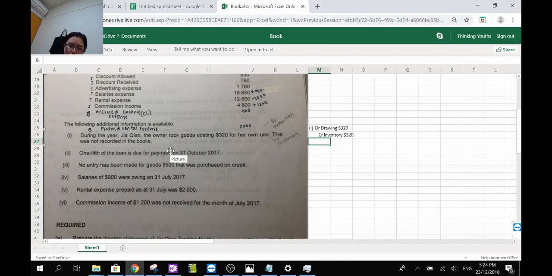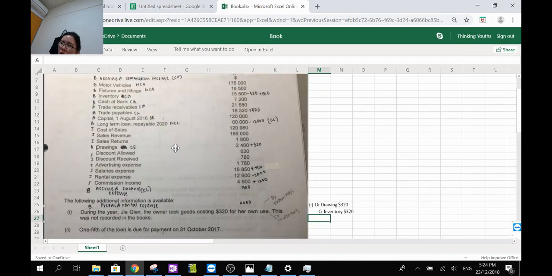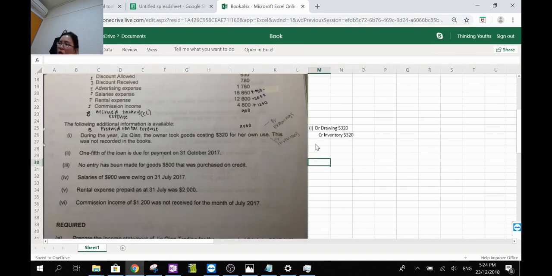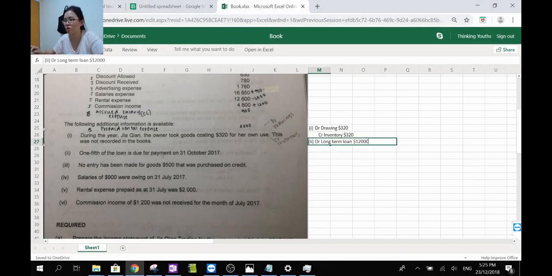For the second one, 1/5 of the loan was due for repayment on 31st October. 1/5 of the loan, meaning the whole lump sum of the loan is actually 60,000, and because it's going to be paid in less than 1 year, we're going to move it from non-current liabilities to current liabilities. That's why the double entry will be debit long-term loan 12,000, which is calculated from 60,000 multiplied by 1/5.